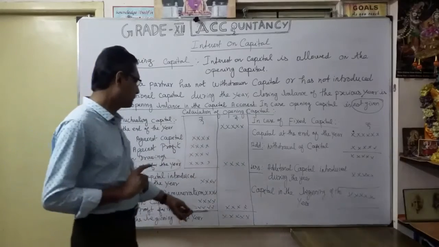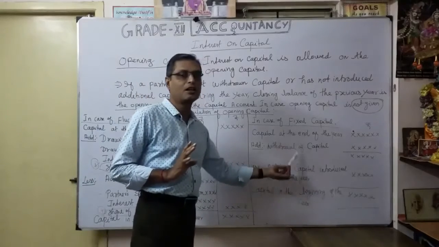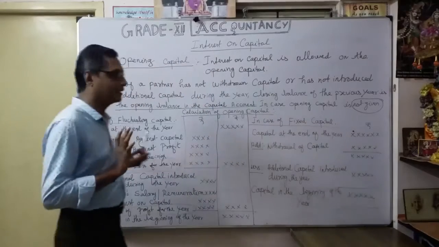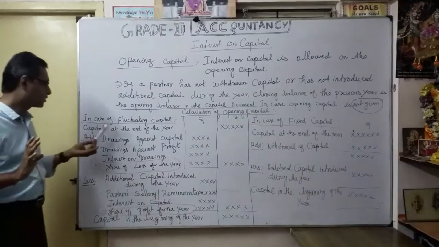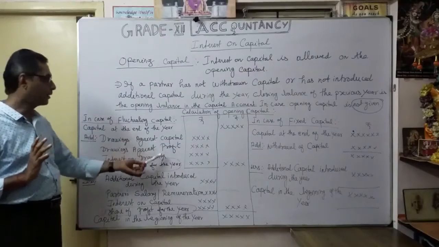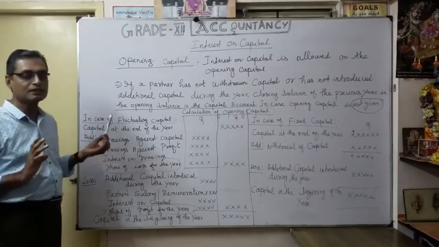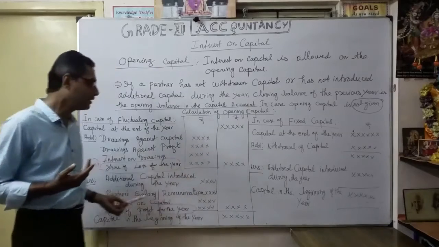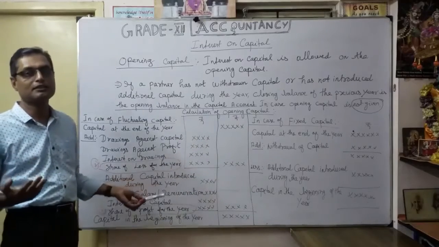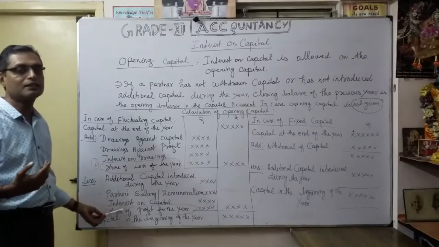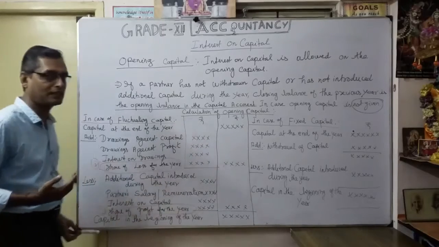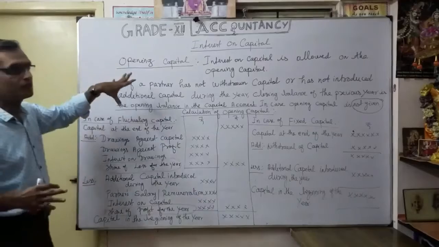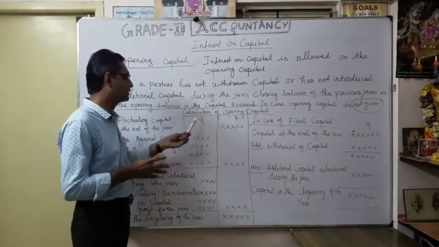Capital in the beginning of the year. So here, very simple. Withdrawal of the capital, you are going to add. Additional capital, you are going to deduct. But here, you want to add four things: drawings against capital, drawings against profit, thereafter interest on drawings, then any share of loss. Similarly, you are going to deduct additional capital introduced by the partner, then any partner's salary or remuneration or interest on capital, or any share of profit. Likewise, we want to deduct. Finally, you will get the capital in the beginning of the year. That's the calculation to find out the opening capital.